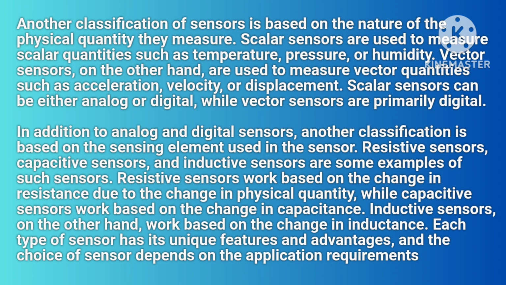In addition to analog and digital sensors, another classification is based on the sensing element used in the sensor. Resistive sensors, capacitive sensors, and inductive sensors are some examples of such sensors. Resistive sensors work based on the change in resistance due to the change in physical quantity, while capacitive sensors work based on the change in capacitance. Inductive sensors, on the other hand, work based on the change in inductance. Each type of sensor has its unique features and advantages, and the choice of sensor depends on the application requirements.